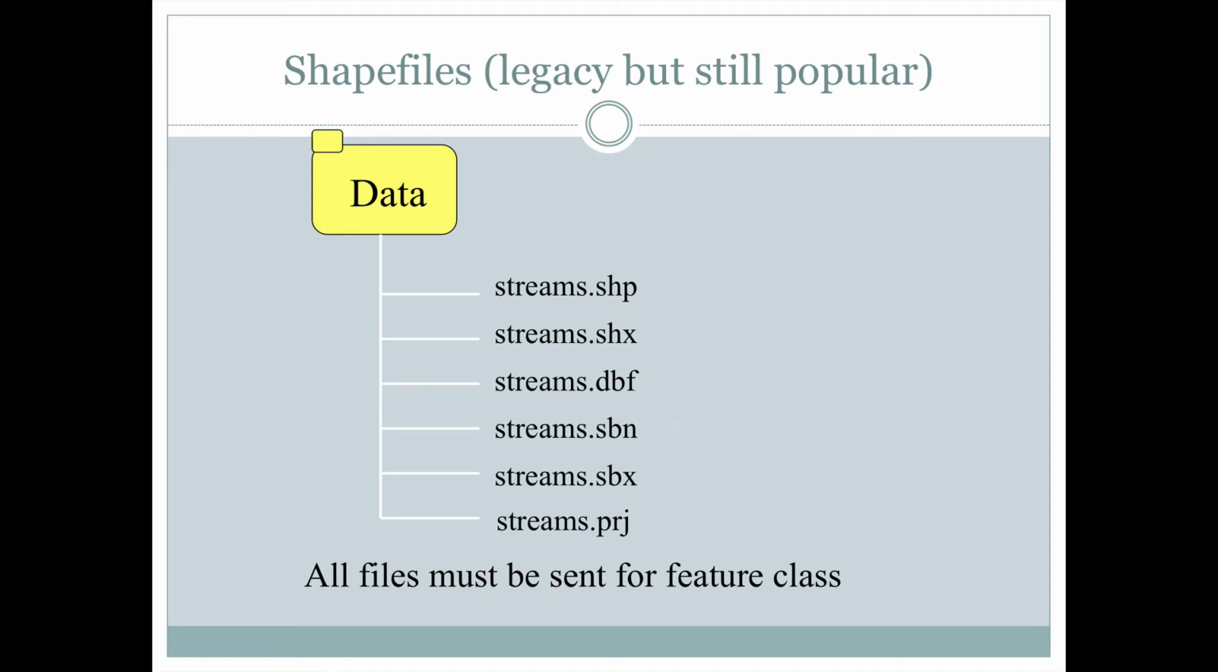Even though these are legacy, they're still very popular, I think mostly because they're easy to share. The only thing you have to remember if you're sharing these is if you're sending the streams layer to someone, you have to send them all of these files, or else the GIS layer won't open properly. So even though they're not the easiest to share because you have to grab all the ones that have the same prefix before the dot, they're still popular because they're much easier to share than a full-blown geodatabase.